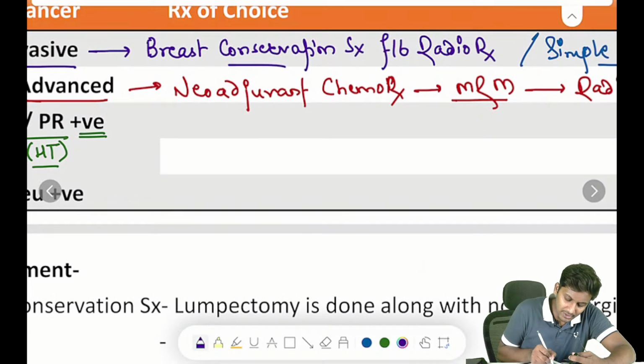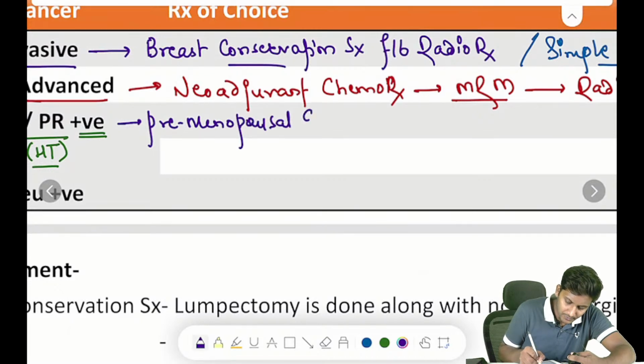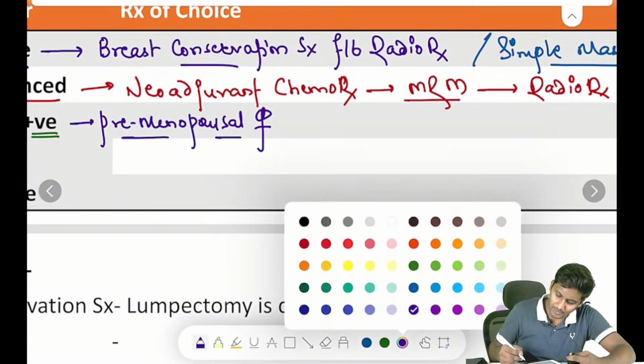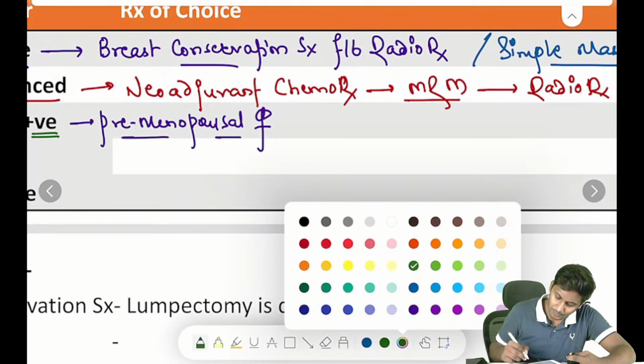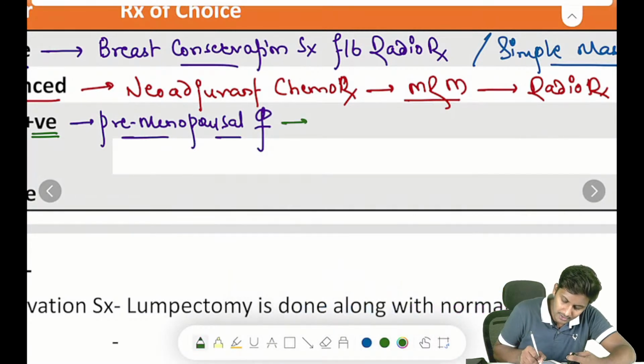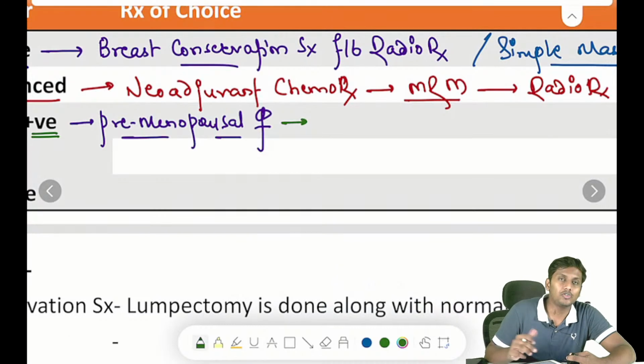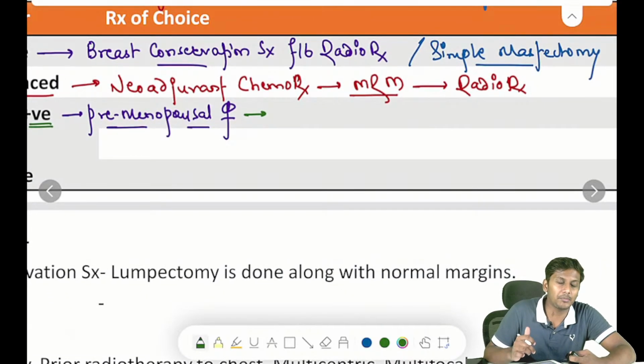So we have to see whether the patient is a premenopausal female or she is a postmenopausal female. Okay? So if I talk about a premenopausal female, okay? Premenopausal female means that you have to understand the patient who has not attained the menopause yet. The patient who is still in the reproductive age group. अभी तक menopause नहीं हुआ, अभी भी menses चल रहा है ऐसे patient. So that is a premenopausal female.